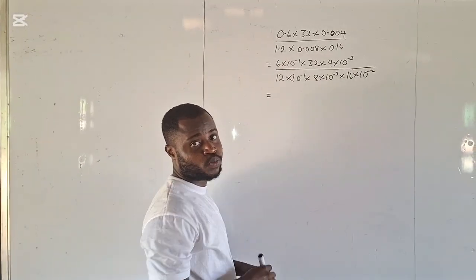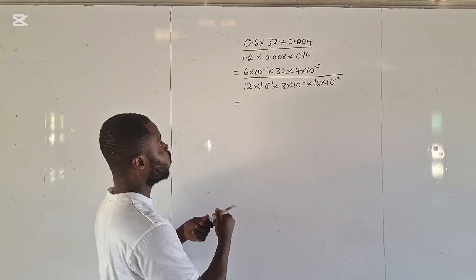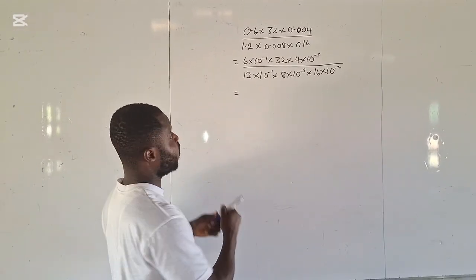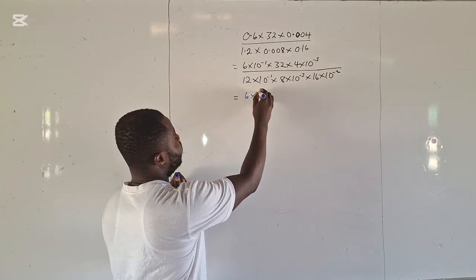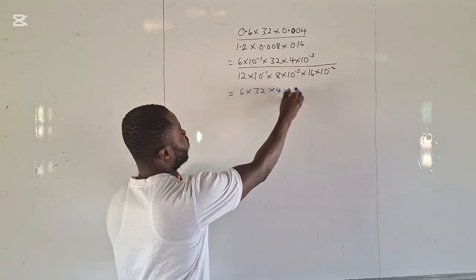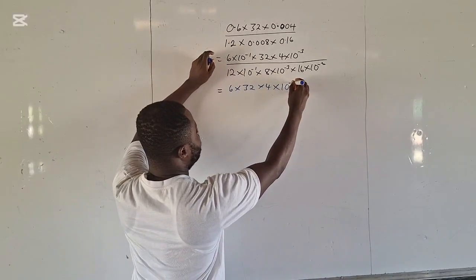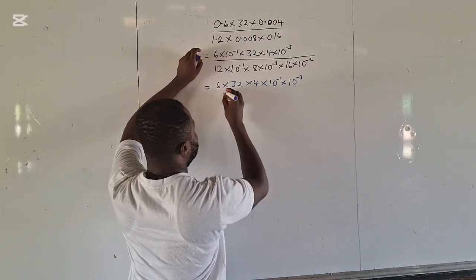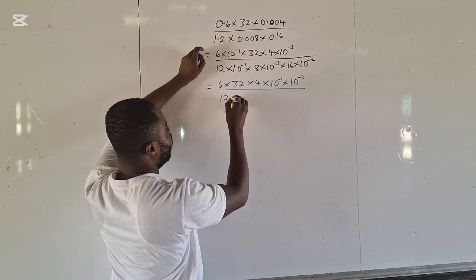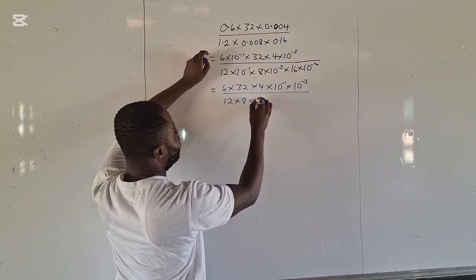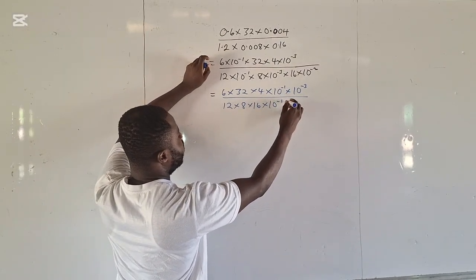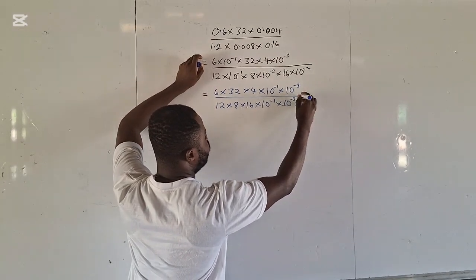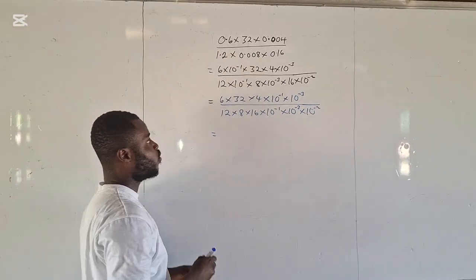The next step, you group your like terms: whole numbers, then the powers of 10. So we have 6 times 32 here, times 4 times 10 exponent negative 1 times 10 exponent negative 3, all over 12 times 8 times 16 times 10 exponent negative 1 times 10 exponent negative 3 times 10 exponent negative 2. We have grouped our like terms.